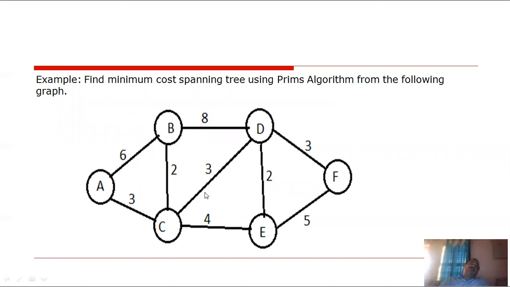These are all the minimum costs. So simply, we should take a weighted graph. Based on the weighted graph, we will design a spanning tree. Okay, we will design a spanning tree. Clear? So this is the weighted graph, an unconnected and weighted graph.